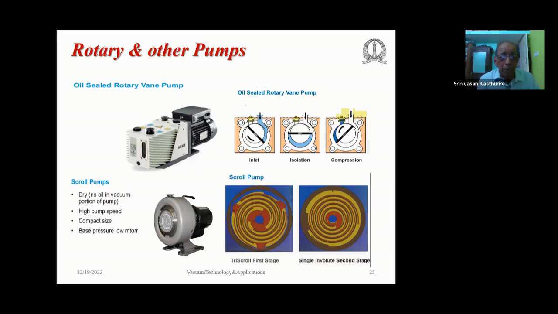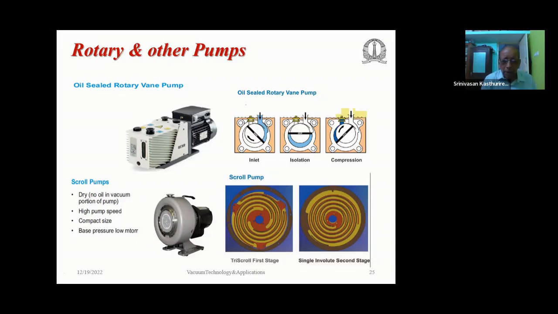You can also do the same process in a different way by using what are called scrolls. Scrolls are nothing but helices, multiple helices. You can see here two helices. One is somewhat brown in color, another one is somewhat red in color. One helix moves within the other helix in an eccentric manner. During the eccentric motion, the gas is drawn in, gradually compressed, and then pushed out to the outer end.